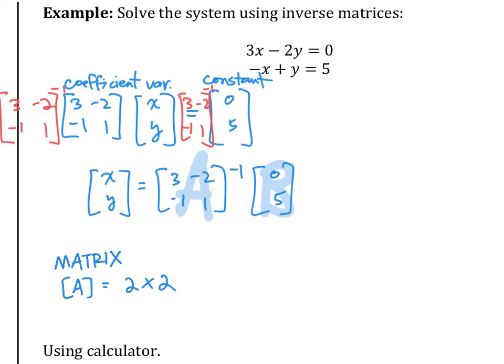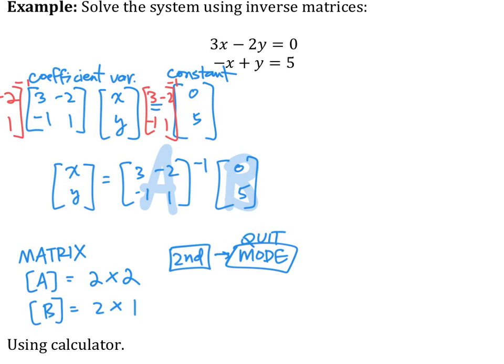And then you're going to go to edit again, and this time you're going to go to a second matrix, matrix B, which you're going to enter the 0, 5. That 0, 5 is a 2 by 1 matrix, so make sure you put a 2 by 1. And then just go back to the calculation screen. Remember, going back to the calculation screen is second, and then mode, which goes back to quit.